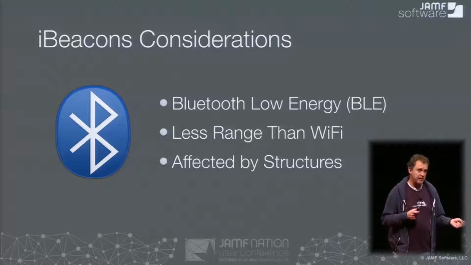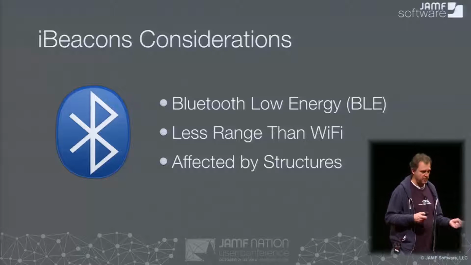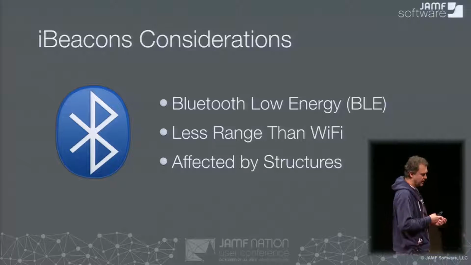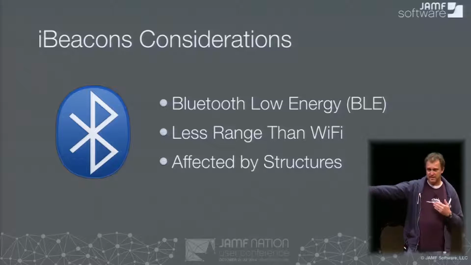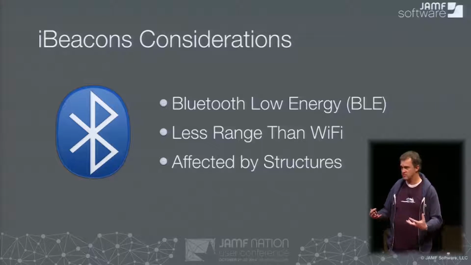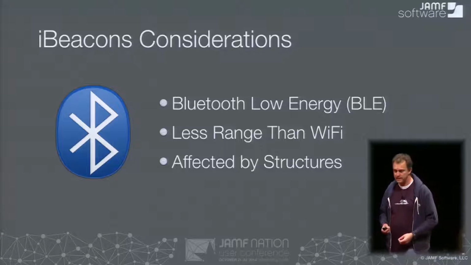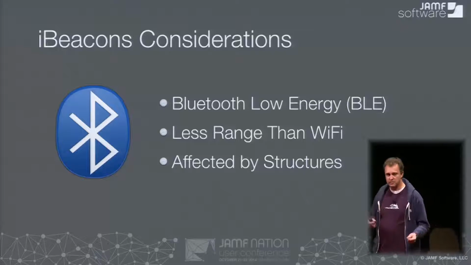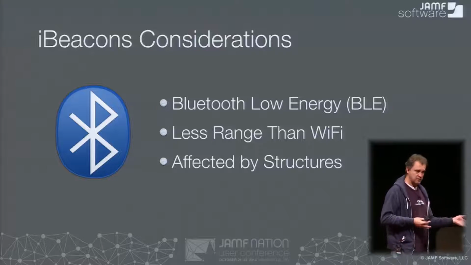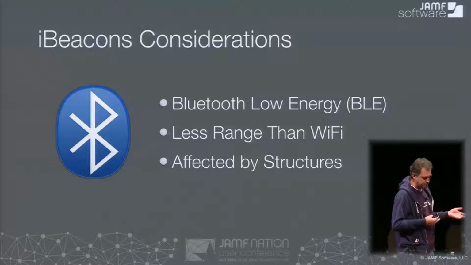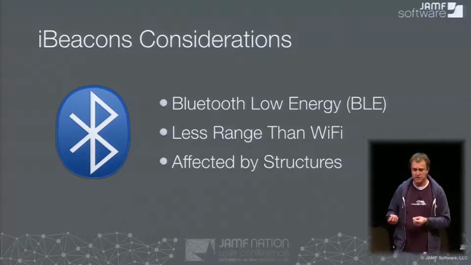Speaking of Wi-Fi, Bluetooth has less range than Wi-Fi, therefore iBeacons have less range than Wi-Fi. Optimistically, you can think about 70 meters, but that's line of sight, and that's impeded by the structures that go around it. In a wide open space, it's probably reasonable to expect 70 meters, give or take. But if you're in an enclosed space, it can be reduced, sometimes drastically.